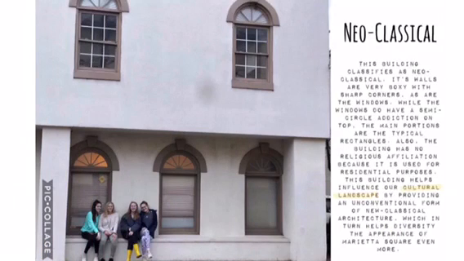Neoclassical. This building classifies as neoclassical. Its walls are very boxy with sharp corners, as are the windows. While the windows do have a semicircle addition on top, the main portion are the typical rectangles. Also, the building has no religious affiliation because it is used for residential purposes. This building helps influence our cultural landscape by providing an unconventional form of neoclassical architecture, which in turn helps diversify the appearance of Marietta Square even more.